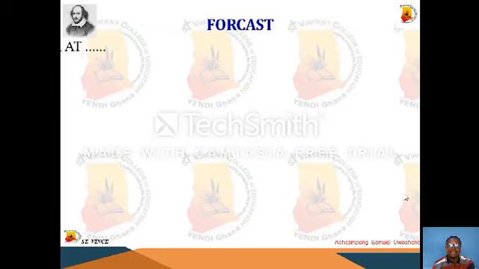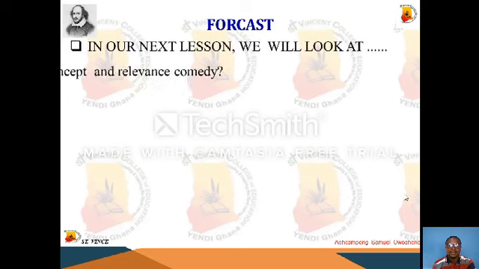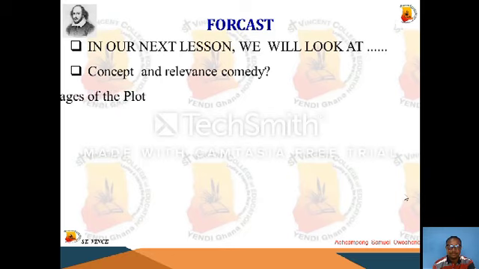In our next lesson, we will be looking at the concept and relevance of comedy, then and now, with particular reference to Much Ado About Nothing. You will also look at the stages of the plot. This is a revision because last semester, when we looked at drama, we covered the stages of the plot: the exposition, the rising action, the climax. We'll revise that because I will try to find out how much you still remember, and we'll apply this knowledge to the text we are reading, Much Ado About Nothing.